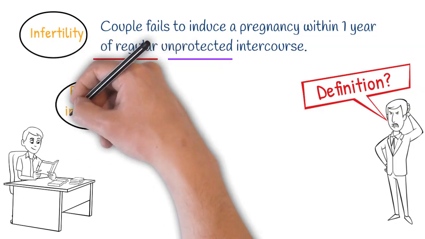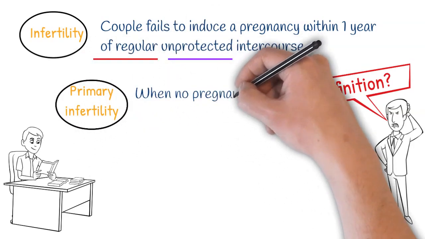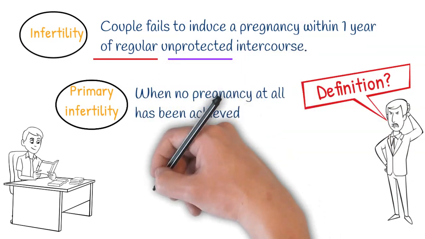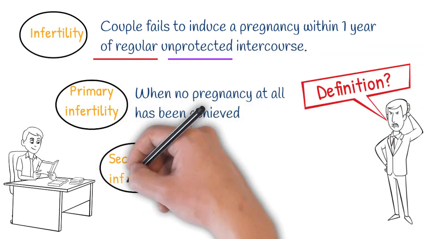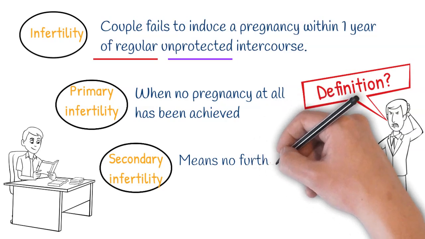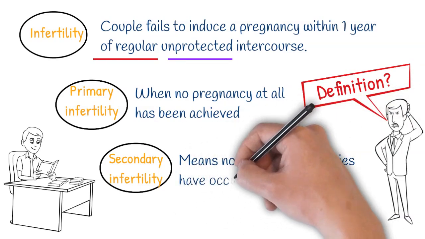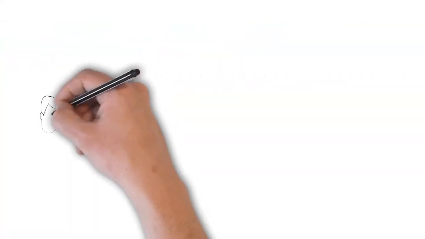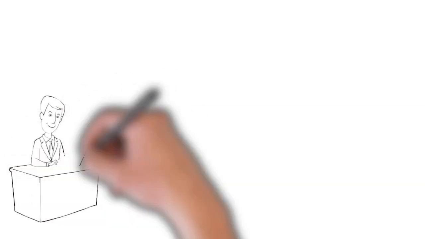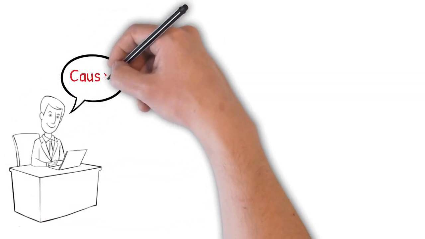Two types of male infertility. Primary infertility, where no pregnancy at all has been achieved, and secondary infertility, where no further pregnancy has occurred after a period of normal conception. What are the causes of male infertility?